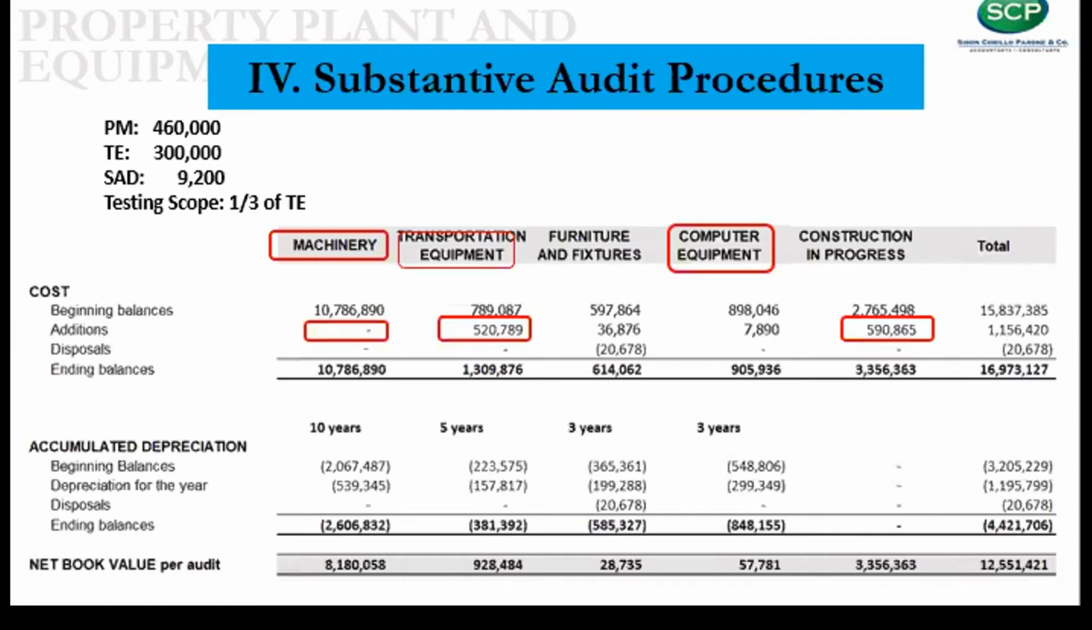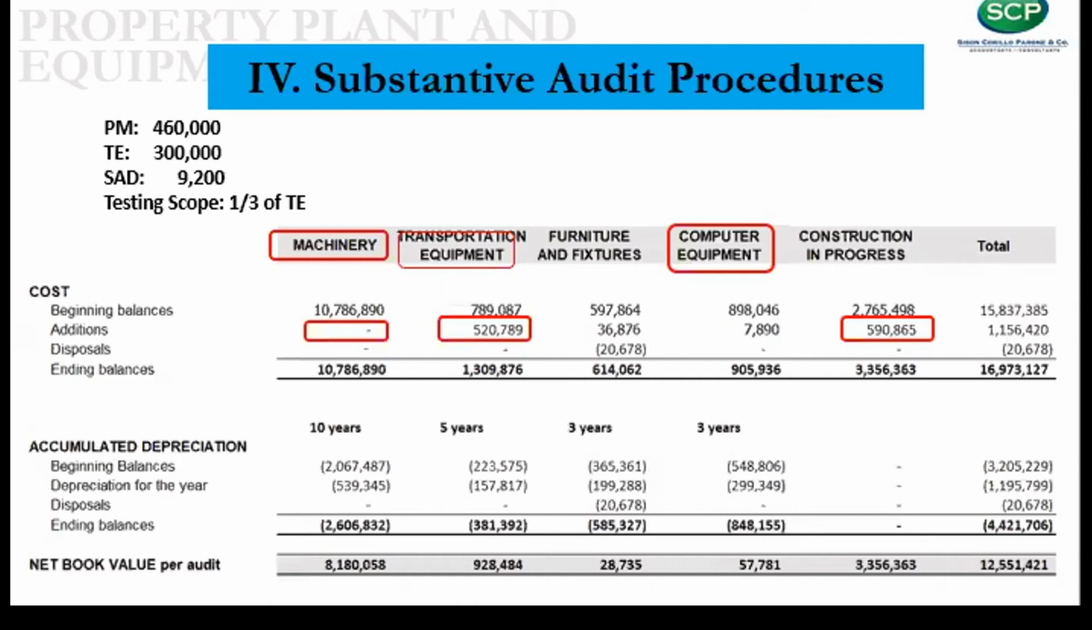Therefore, we should request the client for the breakdown of the additions to transportation equipment and construction in progress only. There is no need to ask for the details of the additions to furniture and fixtures and computer equipment accounts since they were both below the TE amount. Please note that we can also identify the additions for testing based on the fixed assets register of the company. Just ensure that the roll forward analysis agrees with the fixed assets register as we have discussed previously.